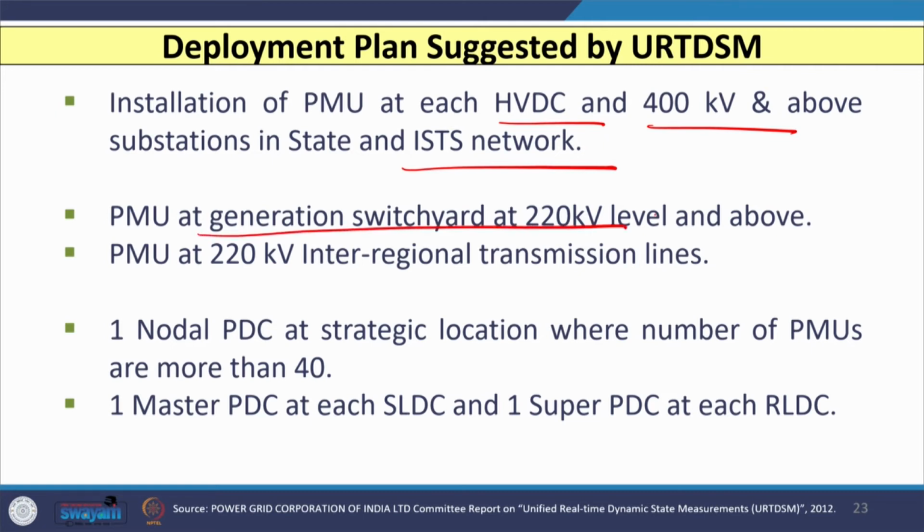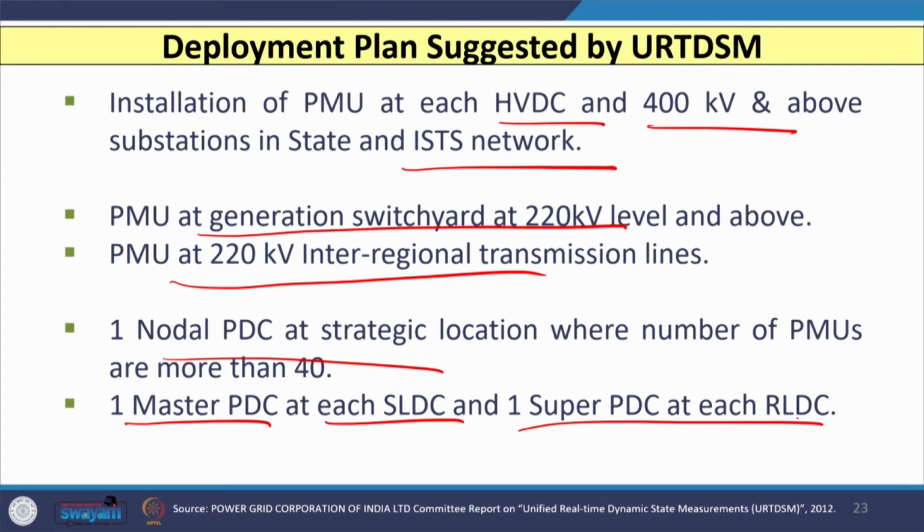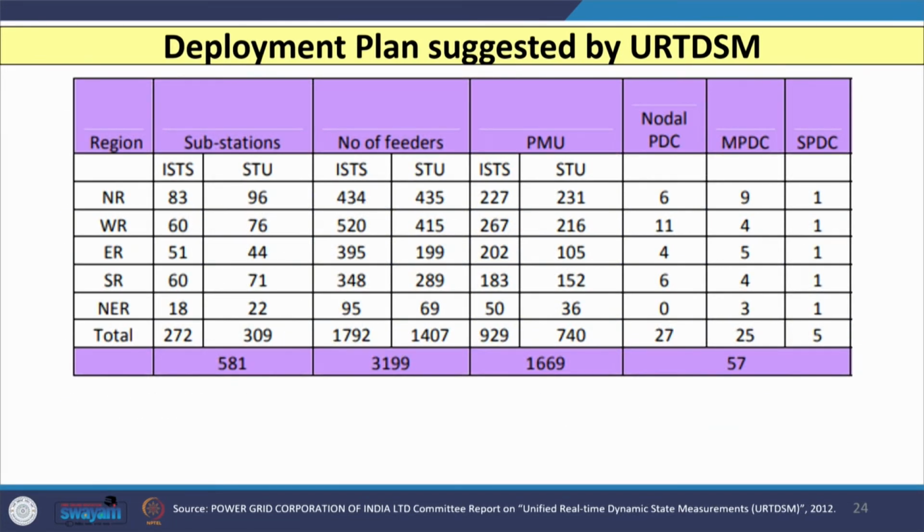PMU at generation switchyard at 220 kV level and above is also suggested. PMU at 220 kV inter-regional transmission lines is also suggested. One nodal PDC is required at a strategic location where the number of PMUs is more than 40. So, that is monitored by this PDC. One master phasor data concentrator each at state level dispatch center, and one super PDC at regional load dispatch center, that is also required.